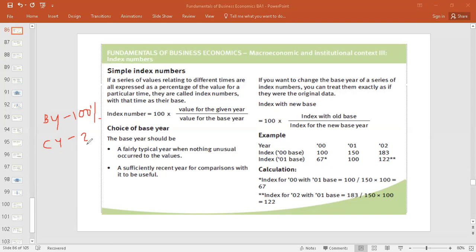See, 20 years back cannot be taken as the base year. We are only talking about what changes are taking place in the recent past. So out of the recent years, one year which does not have too much fluctuation should be selected as the base year. The present year is what percentage? Then if you want to change the base year of a series of index numbers, you can treat them exactly as if they were the original data. So how do we calculate? Index with new base is equal to index for the old base year into 100 divided by the index for the new base year.